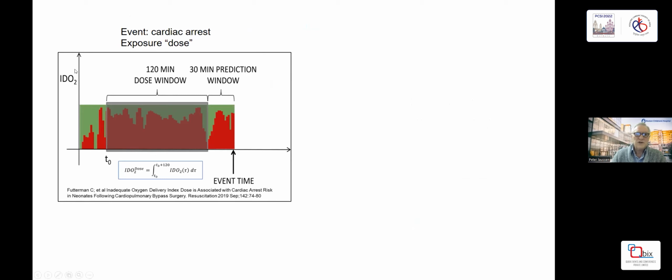So here's a situation that we published not so long ago. This is from 4 institutions: Boston Children's, Sick Kids, St. Louis, and DC Children's. And we looked at inadequate oxygen delivery, which is the height of these red columns here. But in particular, we looked at the exposure or the duration of exposure, so the dose of low output state. And we could calculate that the window or the dose of low output state was predictive of cardiac arrest.